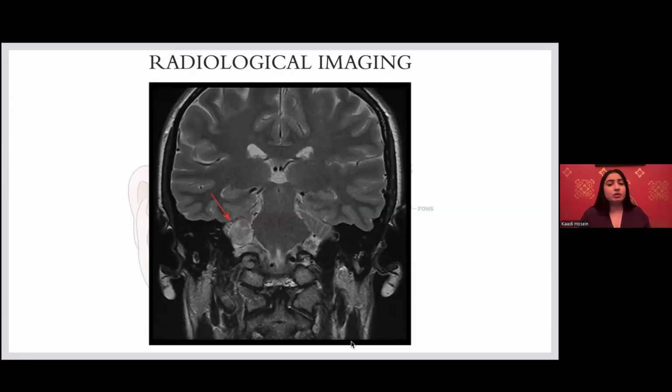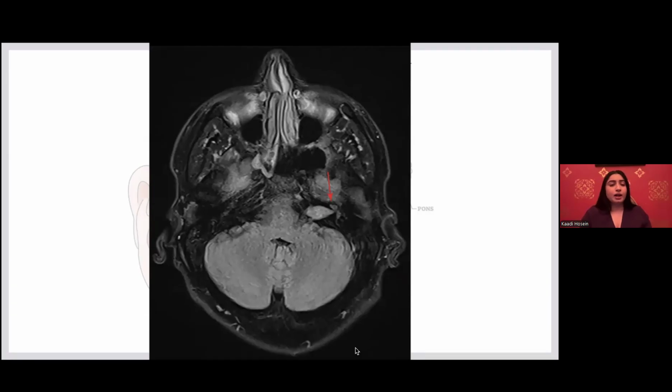This is a coronal T2 weighted image of a 39-year-old female showing the cisternal components of a vestibular schwannoma indicated by the arrow, and the T2 signal is heterogeneously hyperintense. Here we have an axial FLAIR image of a 27-year-old male showing a slightly hyperintense left vestibular schwannoma extending from the fundus to just beyond the porus acousticus, widening the internal auditory canal, as well as increased cochlear signal as indicated by the arrow.